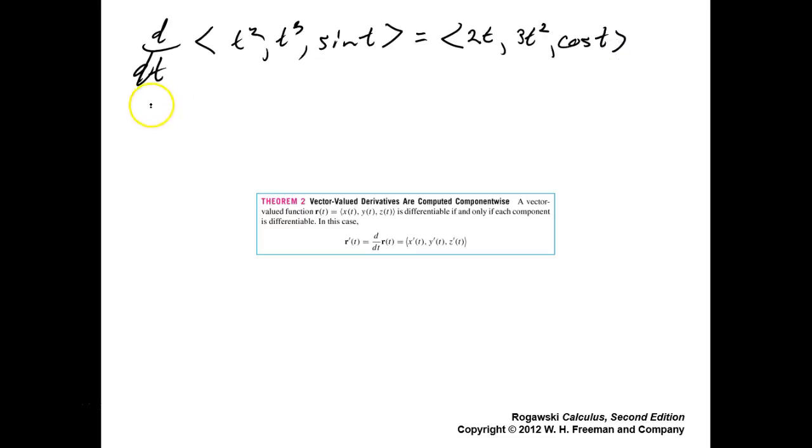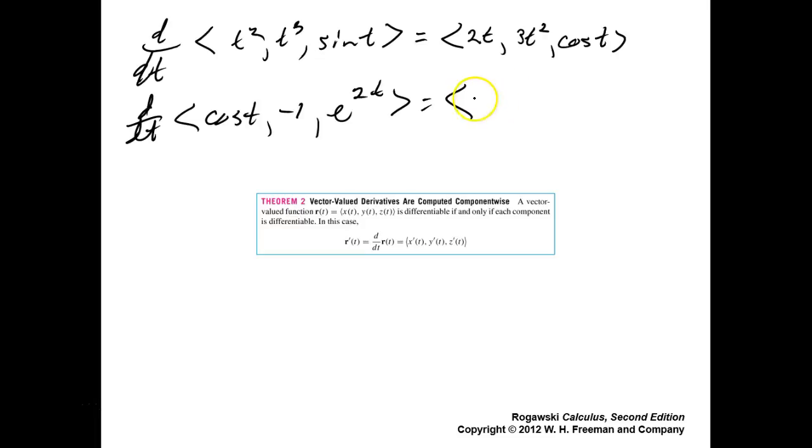How about this one? d by dt of this vector value function, cosine t, minus 1, e to the 2t. Well, can you take that derivative? Sure. What would it be? Negative sine t, 0, 2 e to the 2t. Got it. Now, if I gave you any particular value to do it at, you do it there too.